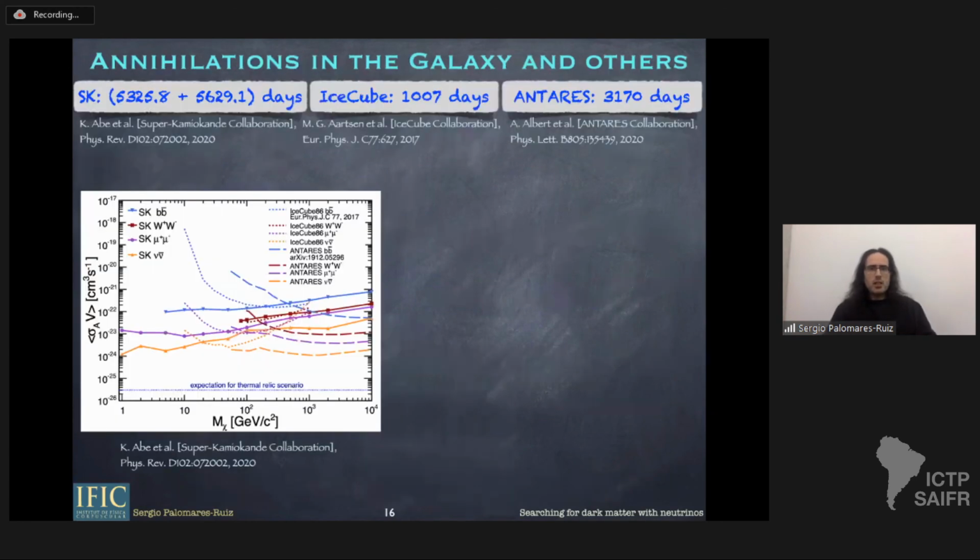Okay, so let me show you the results with neutrino detectors for annihilations in the galaxy. These are the results, again, on the annihilation cross-section versus the mass. Again, at high masses, neutrino telescopes like ANTARES and IceCube, in particular ANTARES in this case, because it is located in the northern hemisphere, looking at the southern hemisphere, which is where the galactic center is. At low masses, we have more stringent limits coming from Super-Kamiokande.